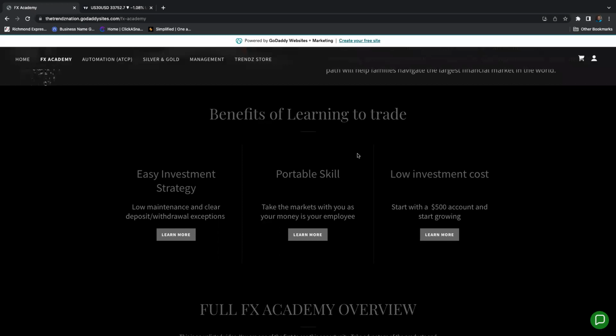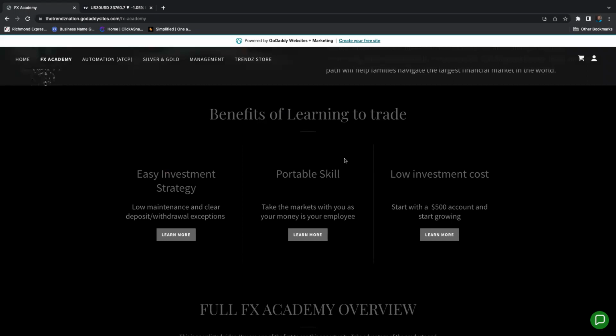I tell everybody who's new and never traded before, please use a demo account for at least 14 to 30 trading days to get the feel of entering and exiting trades and proper risk management. And as I'm talking about that portable skill, something you can have on your phone, your tablet, I mean, we take our phones everywhere, right?